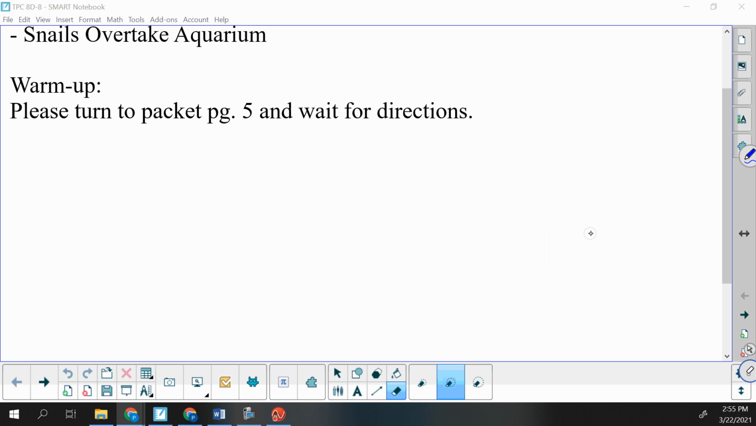All right, we are going to be on page 5 in our Unit 8D packets for the snails overtake the aquarium problem. So if you could be flipping there and also have your calculators out.